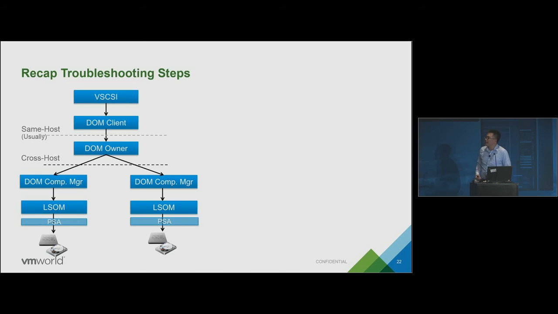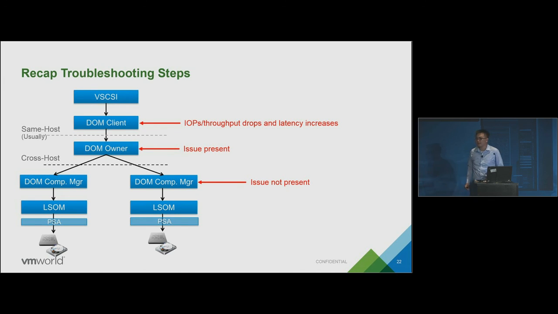Now let's take a recap and see what we have done in this example. We worked down the virtual SAN architecture diagram and found that there's a latency increase and IOPS and throughput drops in the top layer, the DOM client layer. And then we found that the issue also presents at the DOM owner layer. However, the issue is gone in the DOM component manager layer. Then at this point, we need to focus on the layers between DOM owner and DOM component manager. There could be two issues. It could be because of CPU, or it could be because of networking. In this example, the root cause is actually the network.